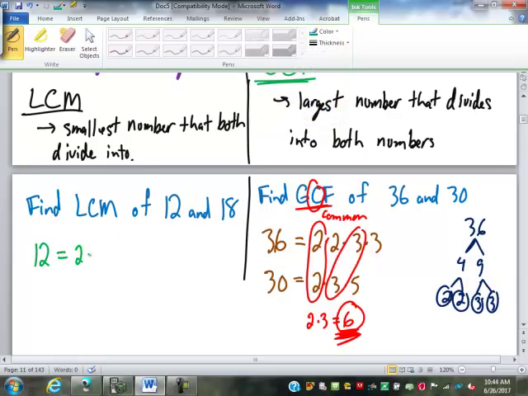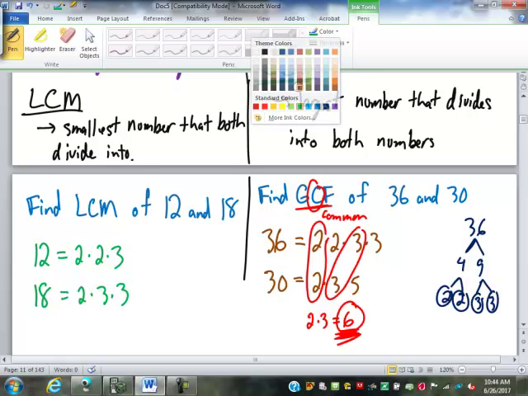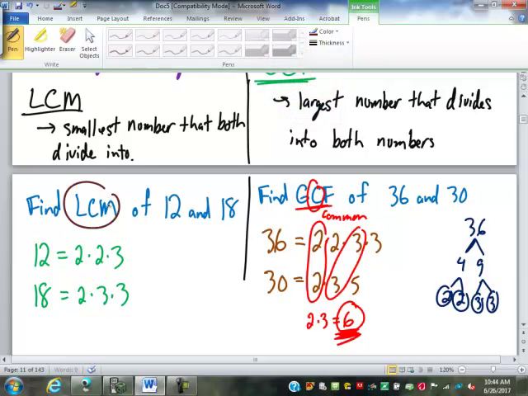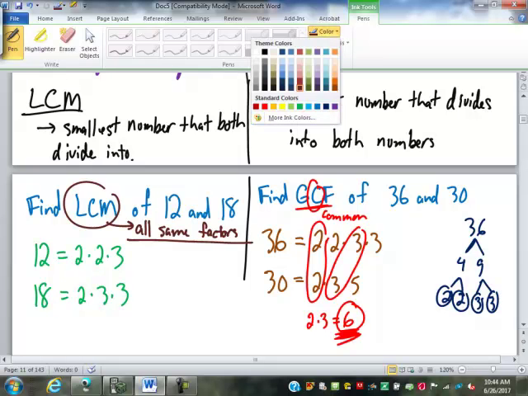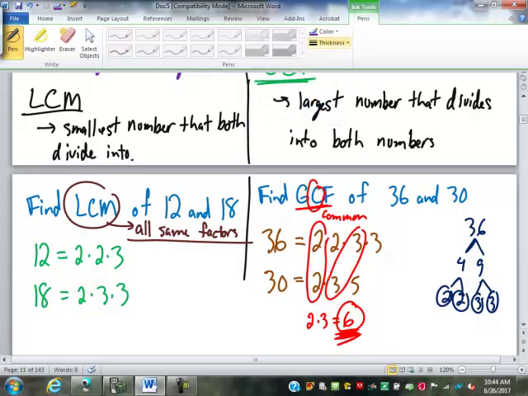Well, if I factor 12, it is 2 times 2 times 3. If I factor 18, 2 times 3 times 3. Least common multiples must have all of the same factors. If one or more of the numbers is missing a factor, we have to multiply it in.